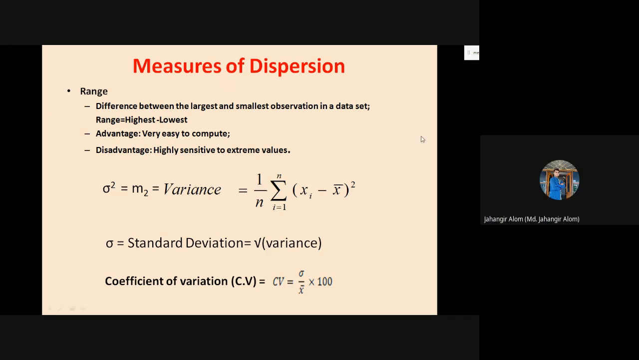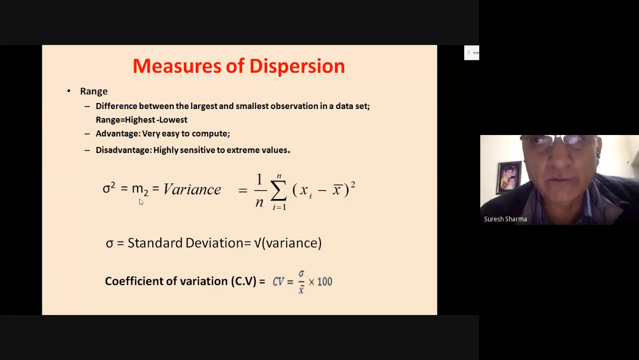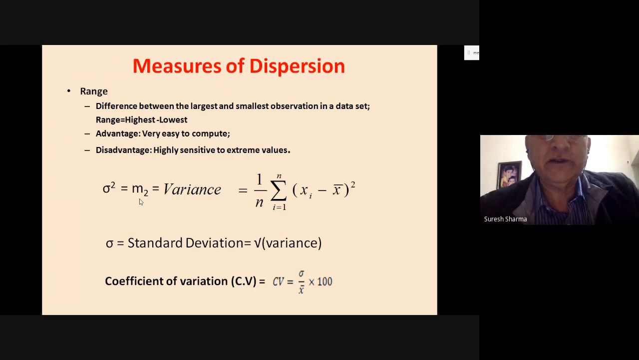Same way, if I raise this power to 3, that means instead of 2 times, I multiply xi minus x bar into xi minus x bar, again into xi minus x bar, 3 times, I will get this value as M3. And that is called third order moment. Similarly, if I raise this power to 4, you will get M4, the fourth order moment. So now you have the second order moment, and you can also compute the third and fourth order moments.